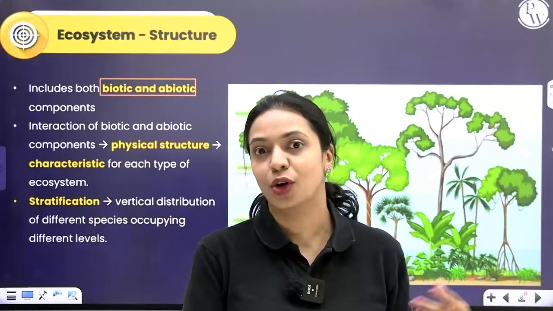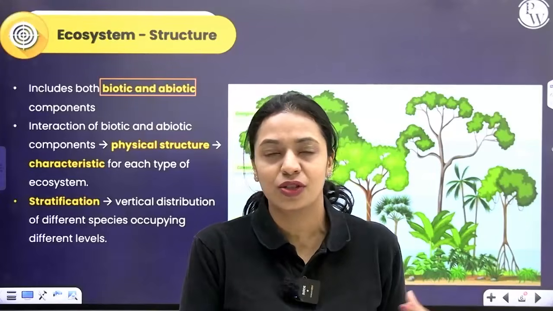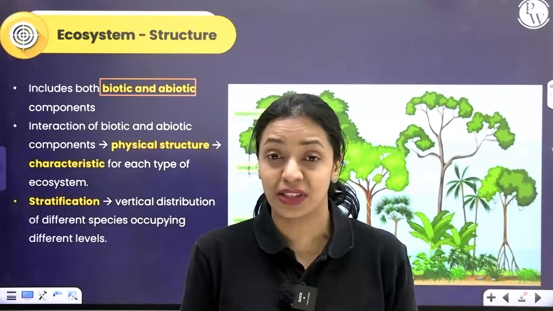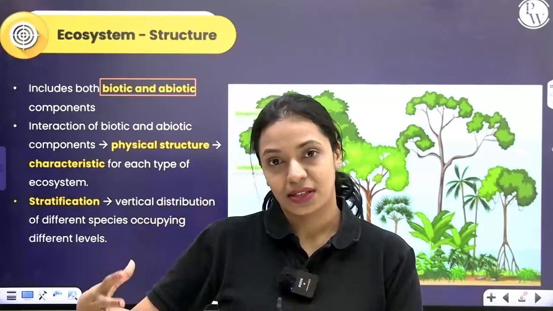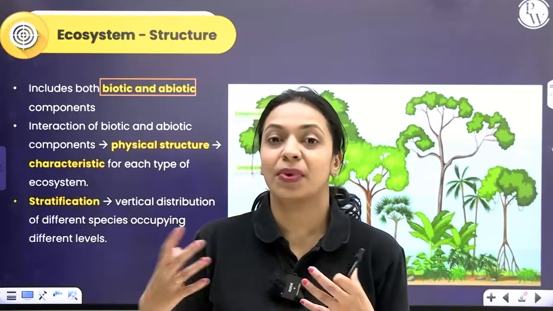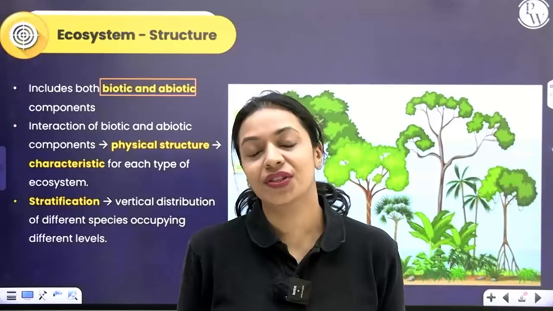The moment I say tropical rainforest, you will think of lush greenery, so many different types of trees, so many different types of insects and animals that live there. Now, for each ecosystem, there is a characteristic species composition. Now, what is a species composition?